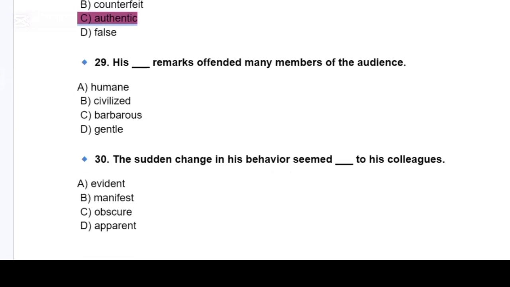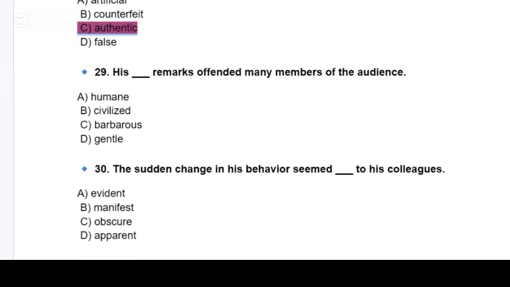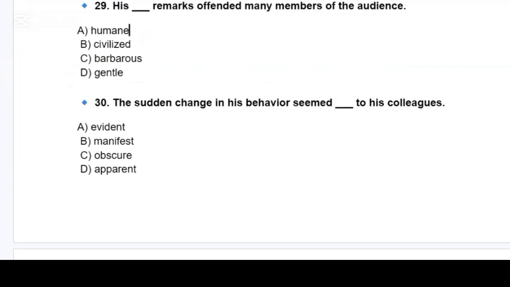His dash remarks offended many members of the audience. So his remarks offended the audience. His remarks were humane, civilized, barbarous, or gentle. So his remarks were barbarous.